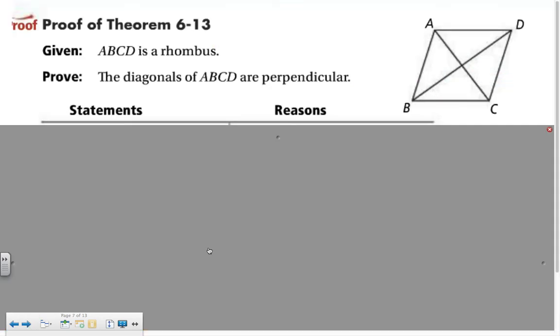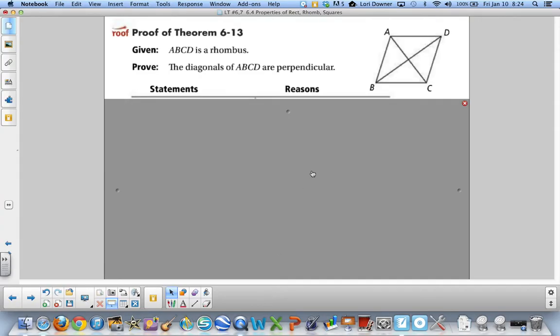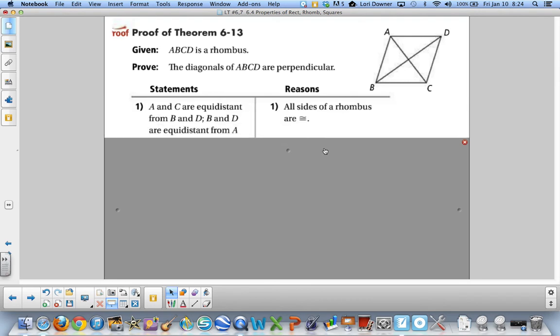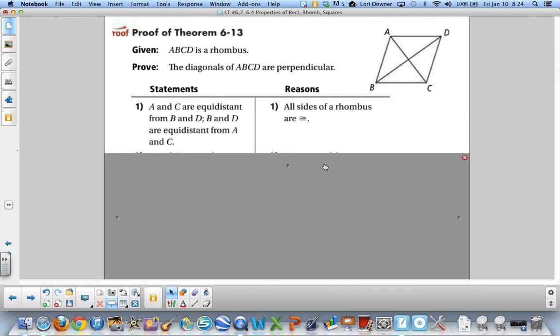A proof for this looks like this. You can just watch this real quick. I do want to keep some 2-column proofs in. If we're given that this is a rhombus, ABCD, we want to prove that the diagonals are perpendicular. Notice we can't use that in our proof. The first thing we can say is that A and C are equidistant from B and D, and B and D are equidistant from A and C.